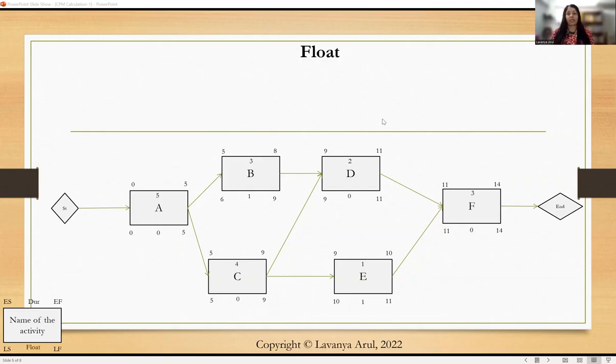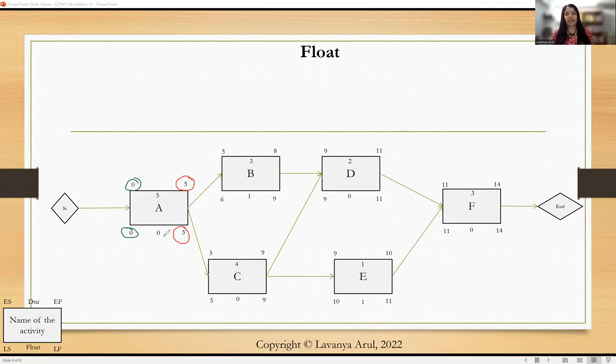Once we have identified the early start and early finish, we are now going to work out the float. When we talk about the float, it is very simple. We are going to subtract these two values here: late finish minus early finish, or late start minus early start. Either way, you need to get the same value. If not, your calculation is wrong somewhere, which is very evident. So we are going to work out this calculation.